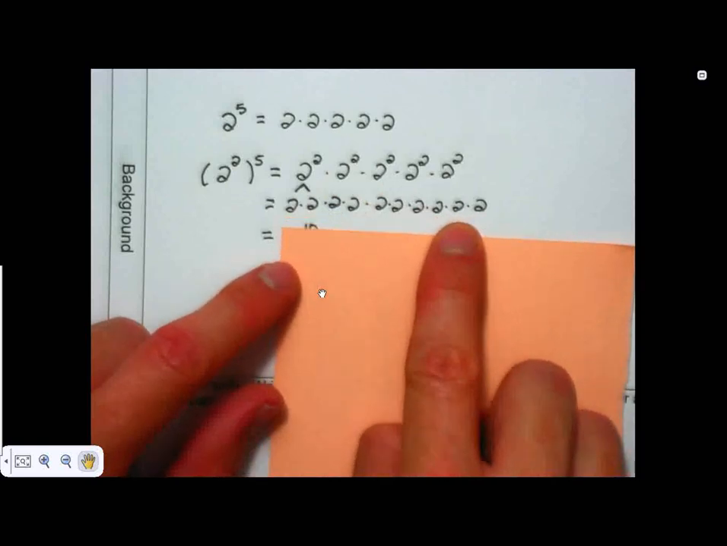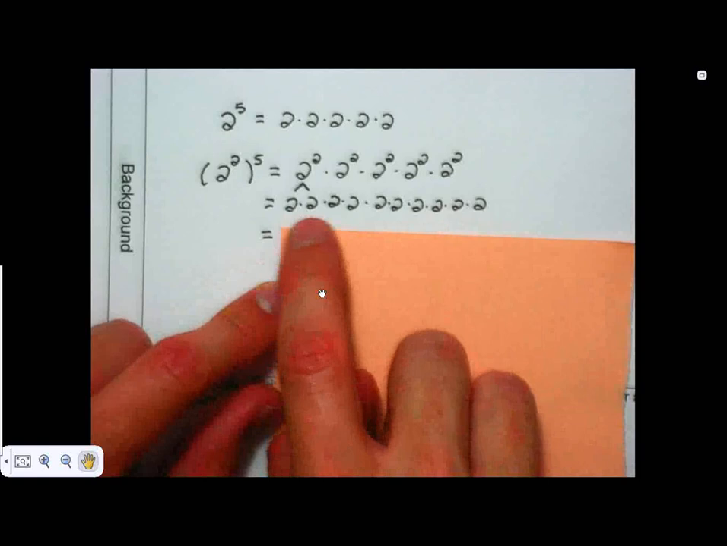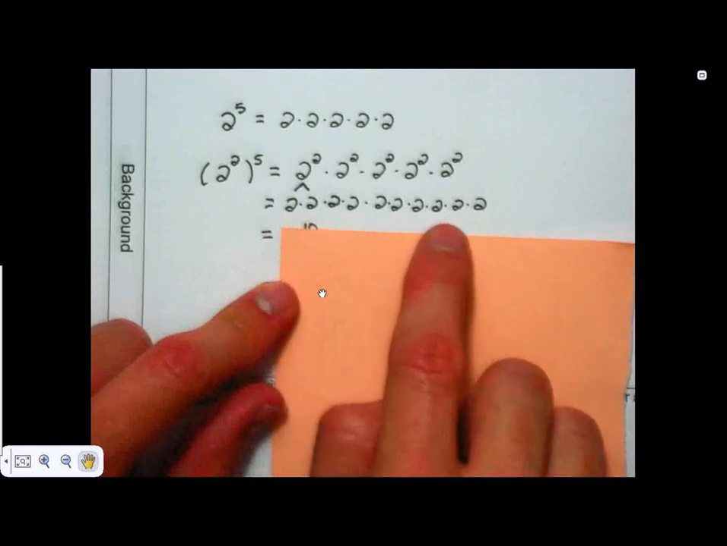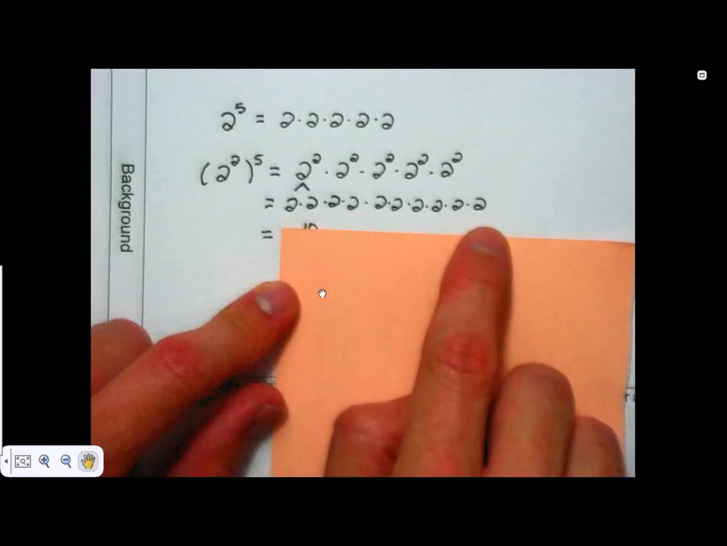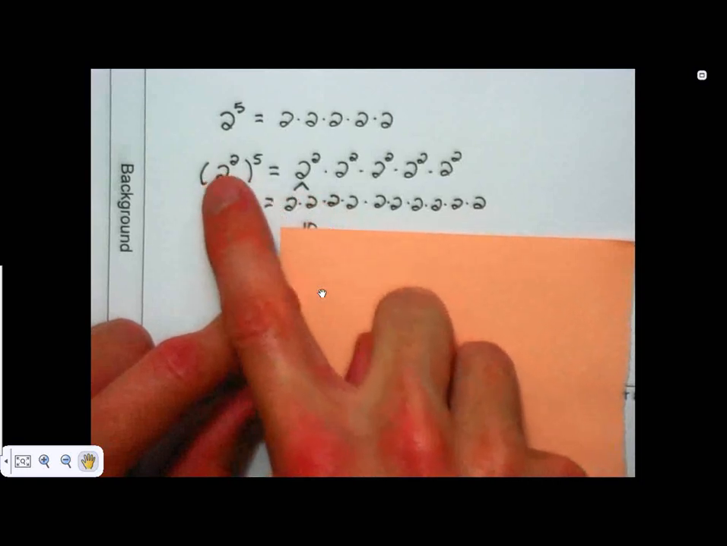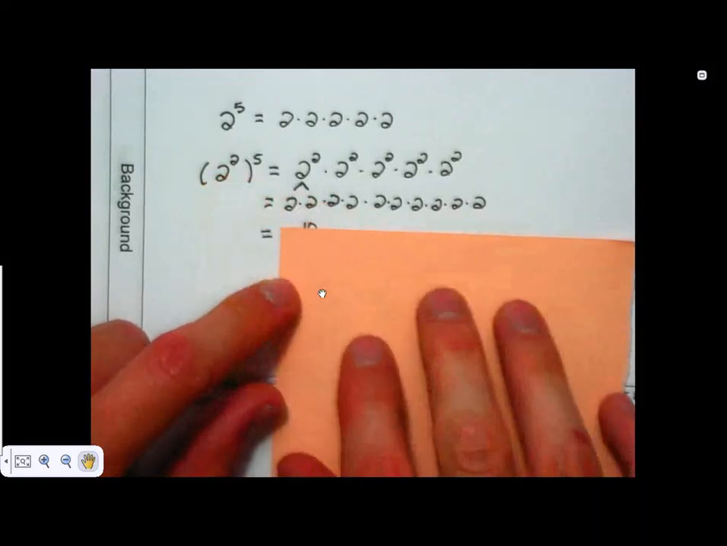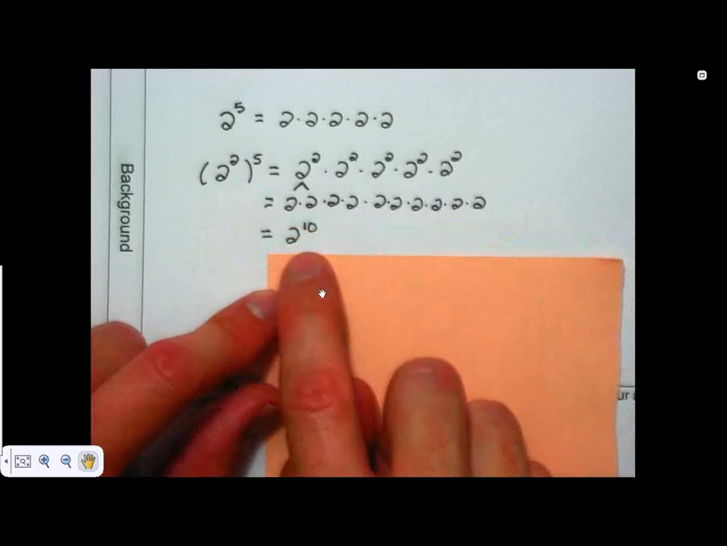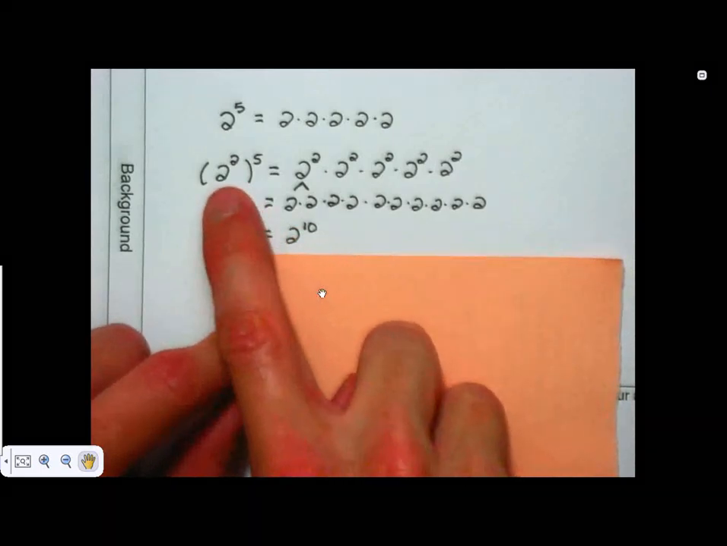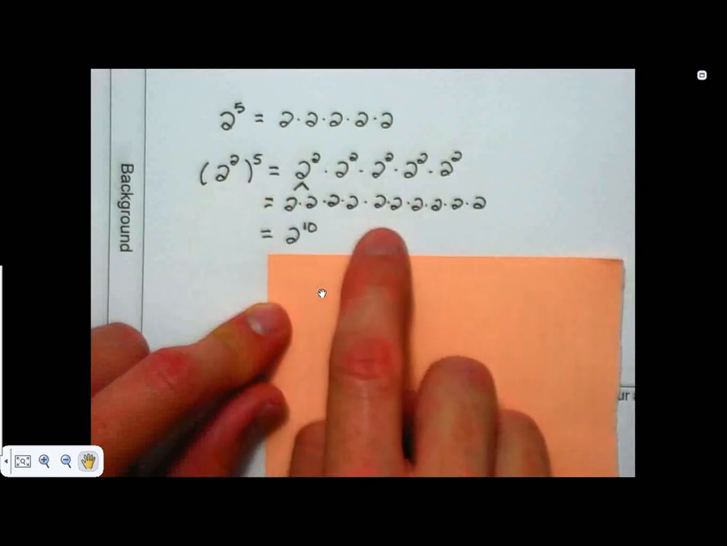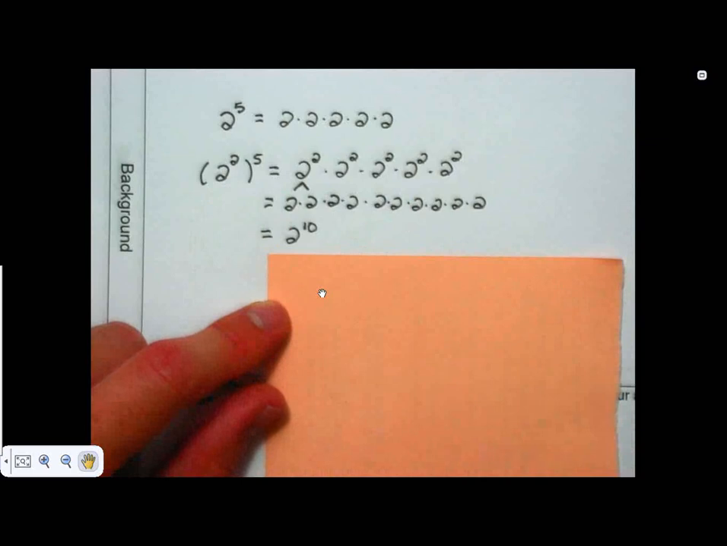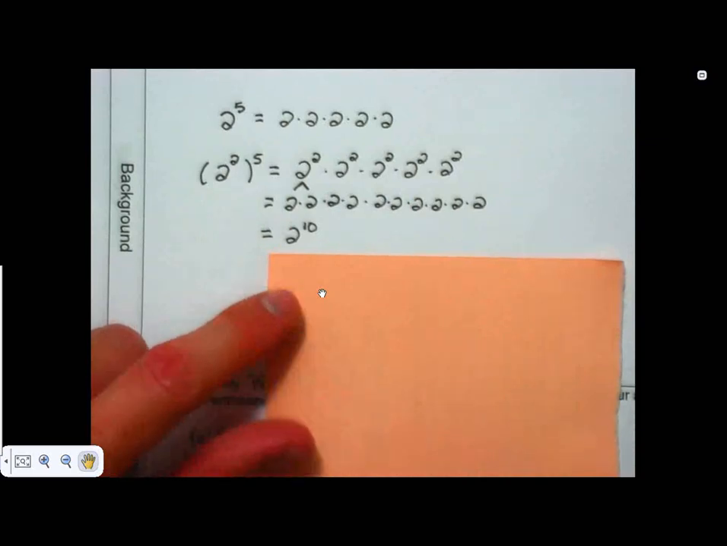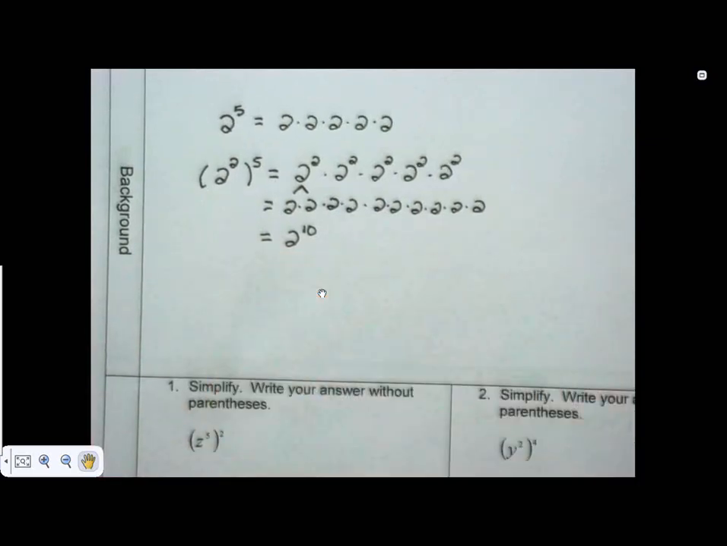And if I count the number of factors of 2 I end up with, 1, 2, 3, 4, 5, 6, 7, 8, 9, 10, that means that overall, if I have 2 squared to the 5th power, I could rewrite that as 2 to the 10th power. Do you see a shortcut for how I could have gotten 2 to the 10th power just by starting with what I originally had and not writing everything out? Well, this is the missing rule of exponents that we haven't talked about yet.